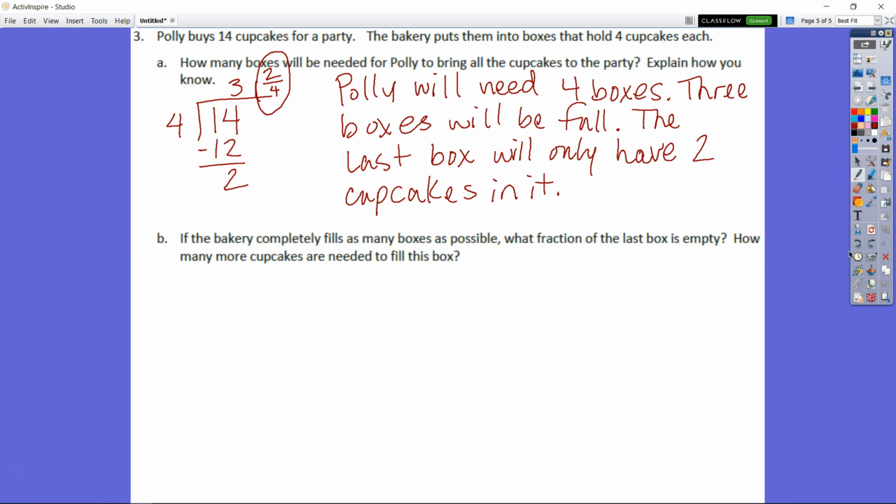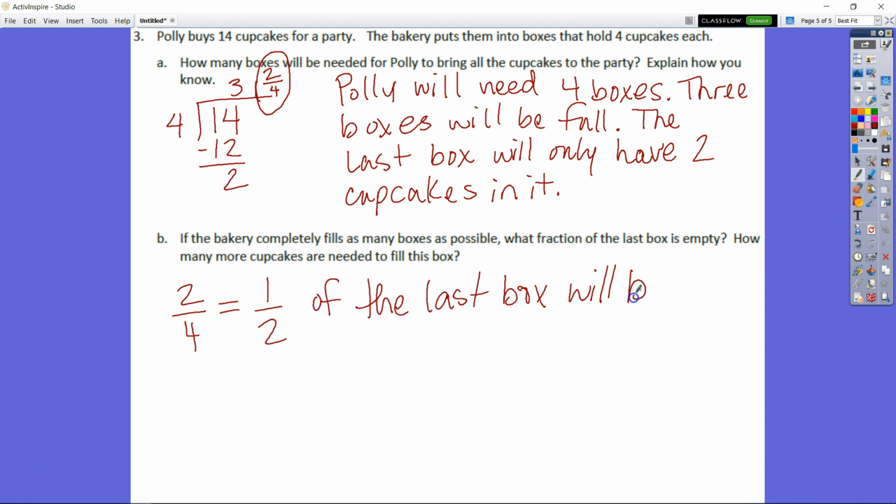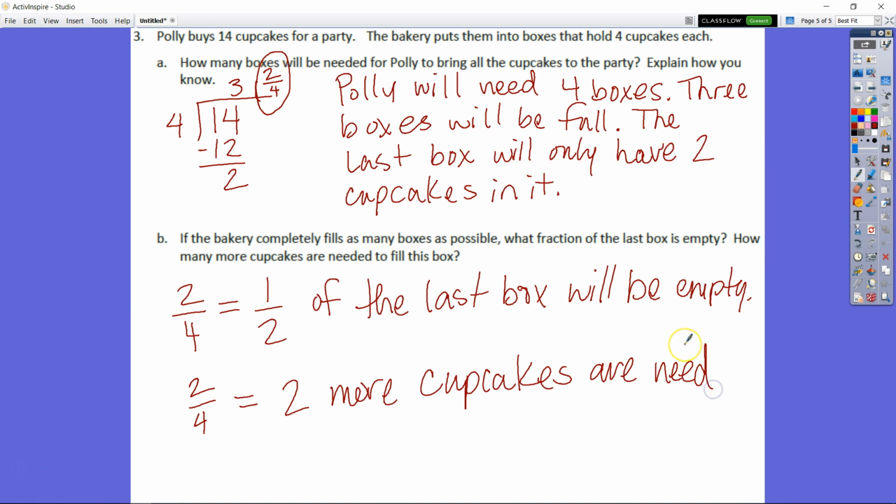Okay, looking at part 3B here. If the baker completely fills as many boxes as possible, what fraction of the last box is empty? How many more cupcakes are needed to fill this box? Well, we know we had 3 and 2/4, so that means that 2/4 were empty. And 2/4 is equivalent to 1/2 of the box is empty. So 1/2 of the last box will be empty. And to fill that half, 2 out of the 4 were there, so we would need another 2/4, which is equal to 2 more cupcakes. 2 more cupcakes are needed to fill the last box.